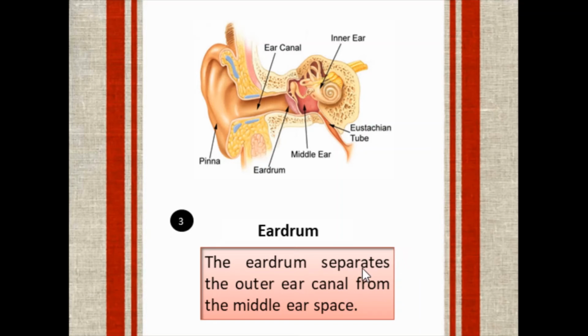So, in short, pinna, ear canal, and our eardrum belong to the layer of the ear which is the outer ear. Pinna, ear canal, and eardrum are all found in the outer ear.